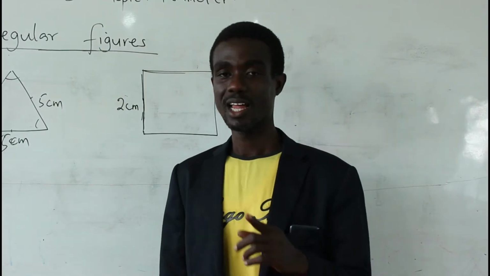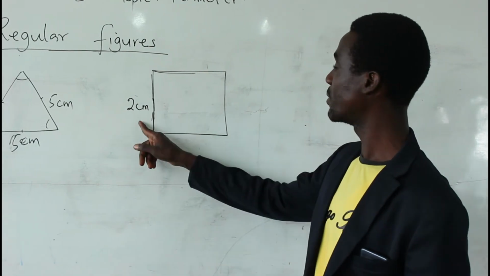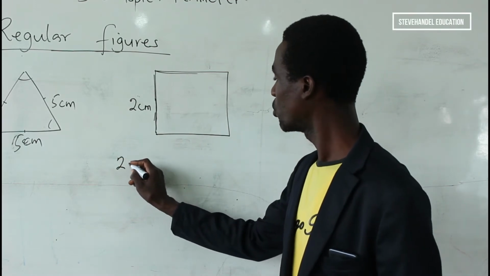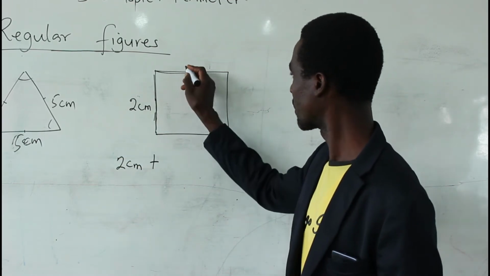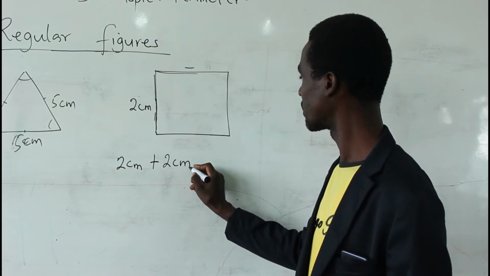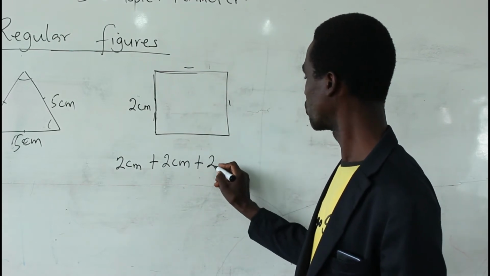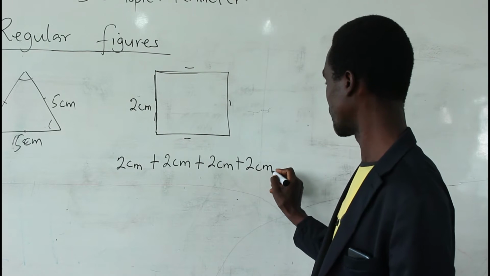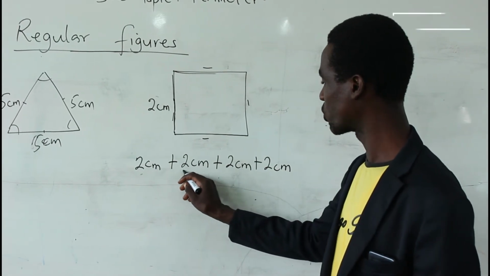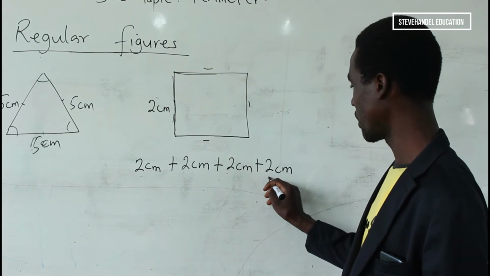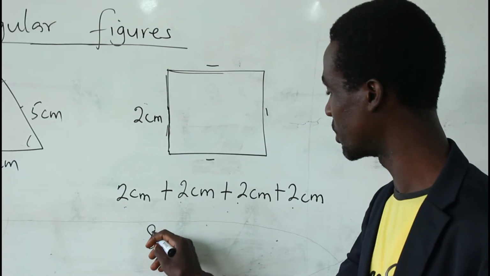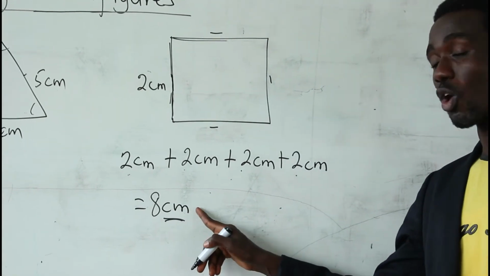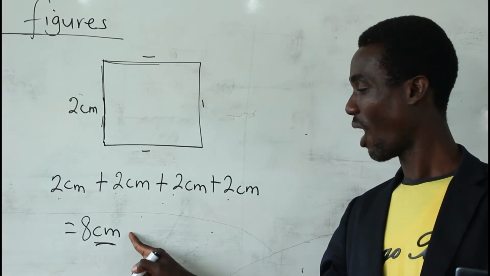But before we do that, let's solve this one here. Let's find the perimeter for this square with one side 2 centimeters. So 2 centimeters plus this side 2 centimeters plus this side 2 centimeters, then plus this side, it's also 2 centimeters, which will give us 2 plus 2 plus 2 plus another 2 here. That will be 8 centimeters. Is that right? Sure it is.